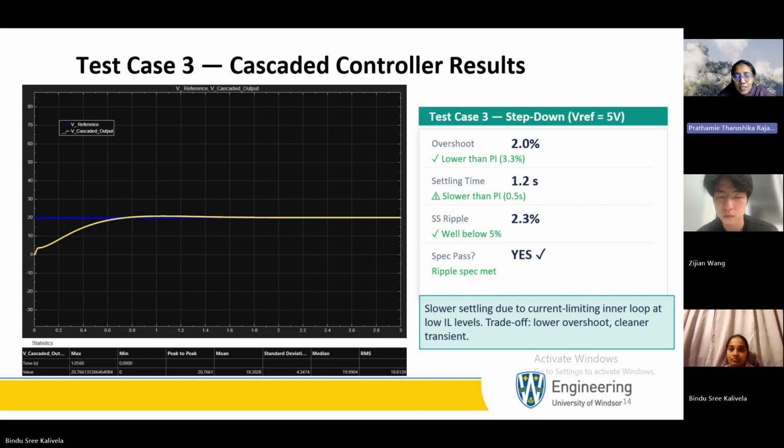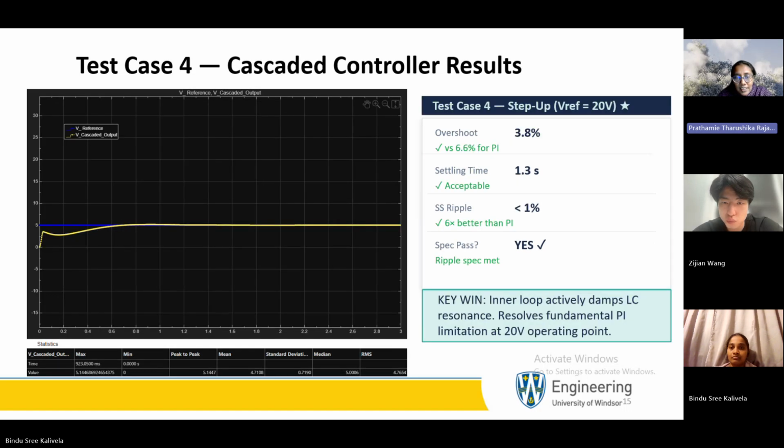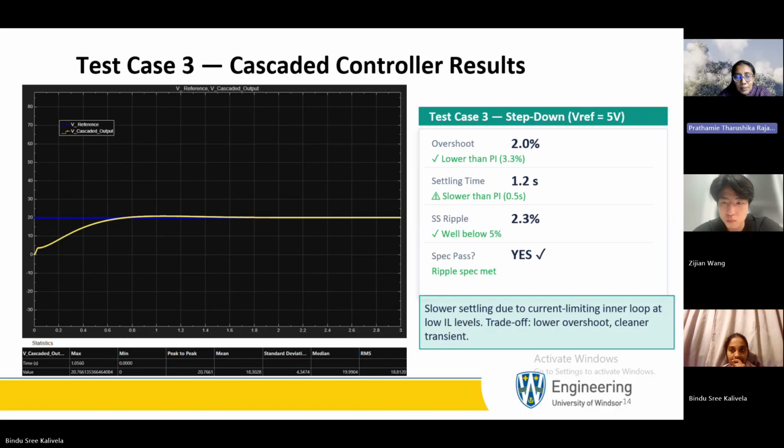In test case 3, step up to 5 volts, the cascaded control achieved only 2% overshoot and 2.3% steady state ripple, both well within the 5% specification, and the settling time was 1.2 seconds, which is slower than the PI controller by 0.5 seconds. This is an expected trade-off, as the inner current loop deliberately limits how aggressively the converter responds at low current levels. But the result is a notably clearer and smoother transient.